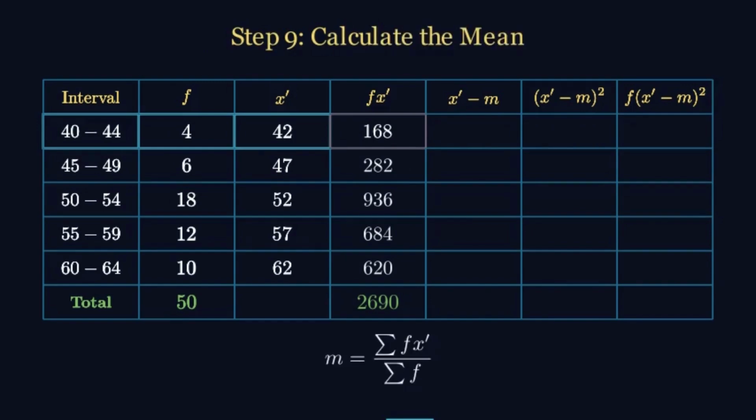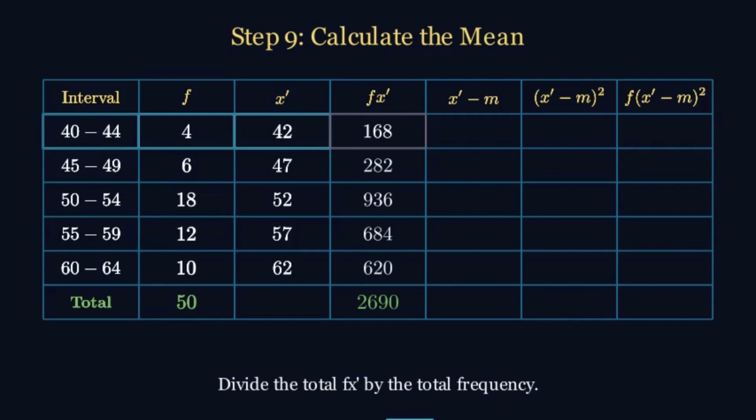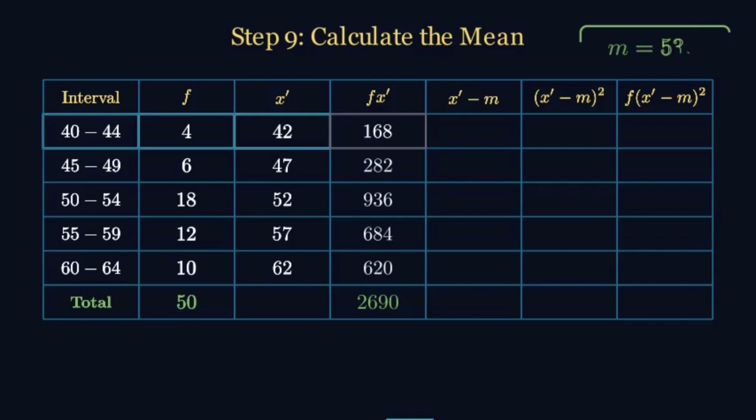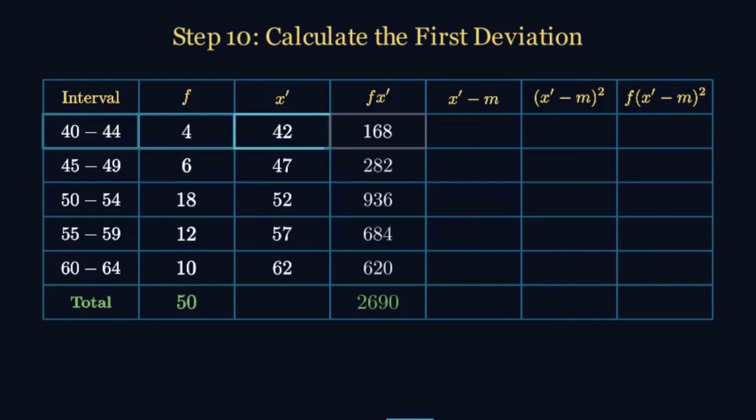Calculate the mean. Now we calculate the mean by dividing the sum of fx prime by the total frequency. That is 2,690 divided by 50 equals 53.8. Calculate the first deviation. Next, calculate the first deviation by subtracting the mean from the first mid-value. 42 minus 53.8 gives negative 11.8. Next, complete the deviation column. Repeat this process for the remaining mid-values to complete the deviation column.